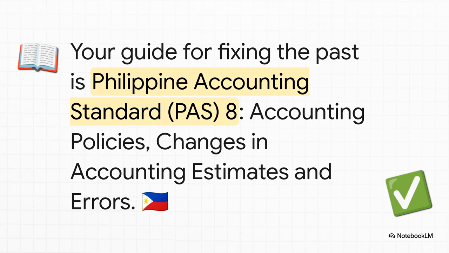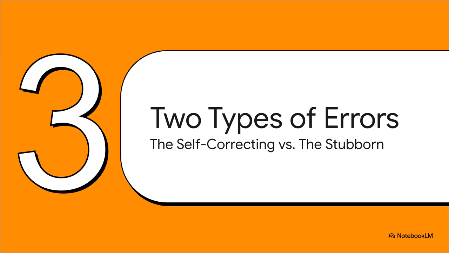It covers accounting policies, changes in accounting estimates, and our star for today, errors. This standard tells us precisely how to clean up the mess. Honestly, just remembering that PAS 8 is the one for prior period errors, that's a free point on the LECPA right there.